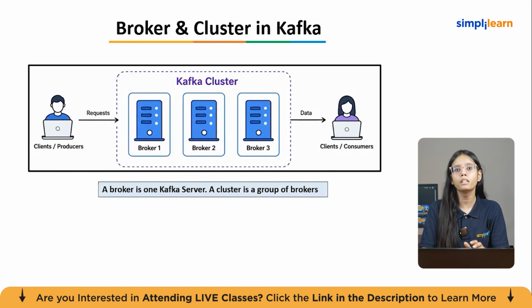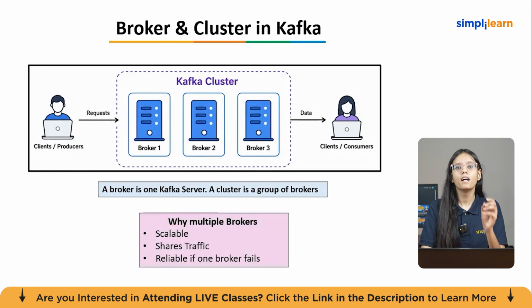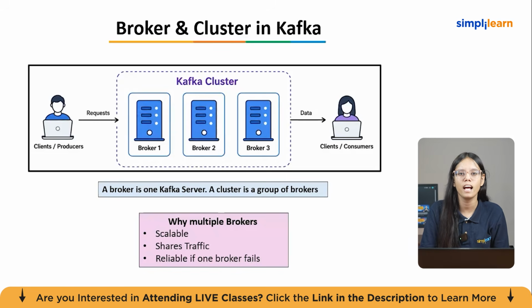Now, you must be thinking, why do we need multiple brokers? Because Kafka is designed for large-scale systems. If one broker gets too much traffic, other brokers can help. If one broker fails, then Kafka can still continue working. This makes Kafka scalable and reliable.